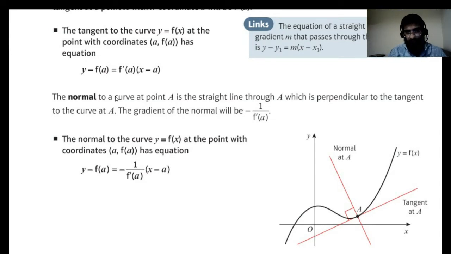Is this given in my book? It's given in your book. It's not really necessary that you remember it. Just remember that the gradient of the tangent is f dash x, then the gradient of the normal will be minus 1 over f dash x. That's all that you have to remember. It's just tangent and tangent's normal.